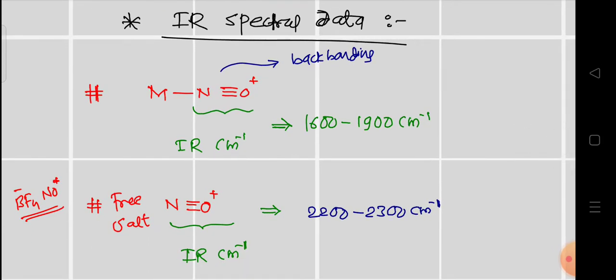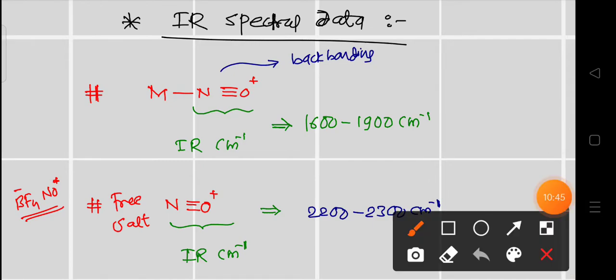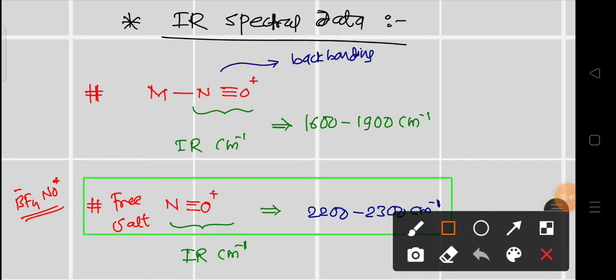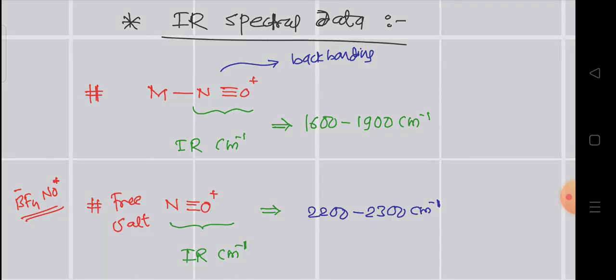Okay, so you know that a free nitrosyl cation appears in the region of 2200 to 2300 as per IR spectroscopy. You know that it is the region of a triply bonded one, right? So an example of free NO is BF4 negative and NO plus. It is a nitrosylating agent.